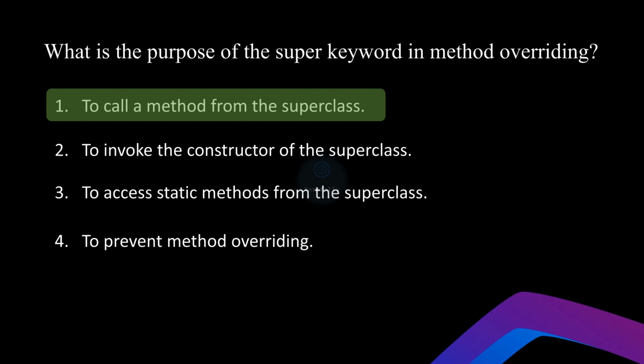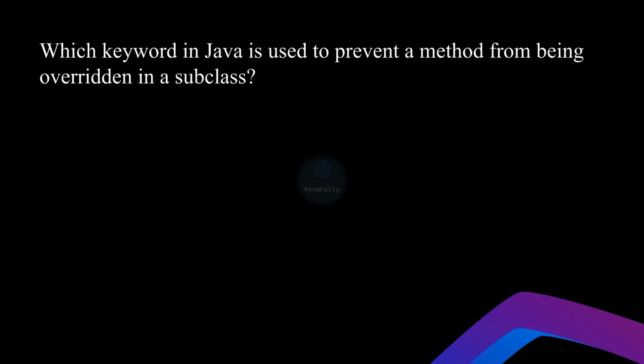Option 4 is incorrect because the super keyword does not prevent method overriding. It is used to facilitate and control the invocation of a method in the superclass. So option 1 is correct. Moving to the next question. Which keyword in Java is used to prevent a method from being overridden in a subclass?